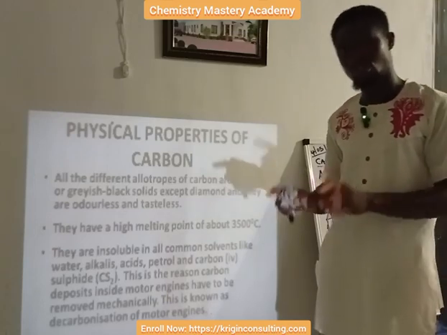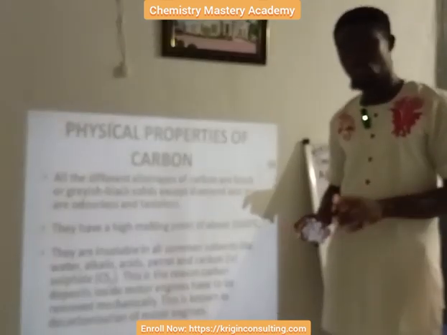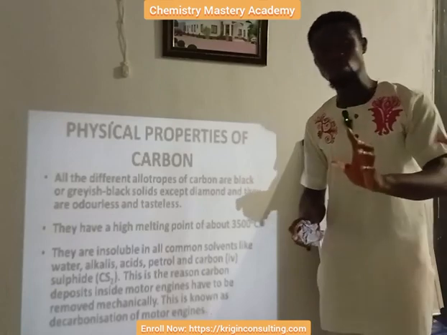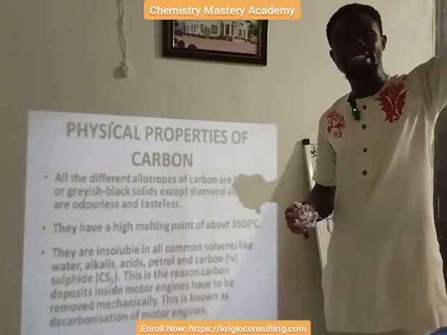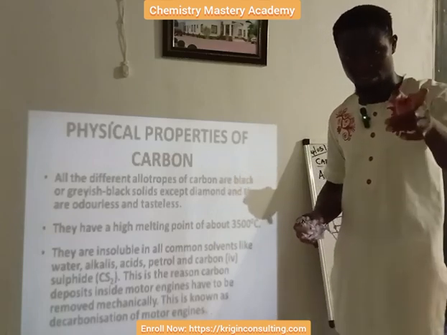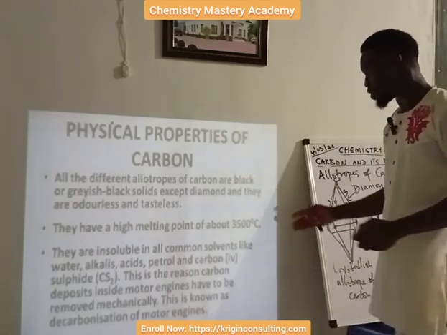Black or grayish black solid, except that one. So carbon is a solid. And if you want to melt it, it will require a high temperature of about 3,500 degrees Celsius. So that's why we say it has a high melting point.